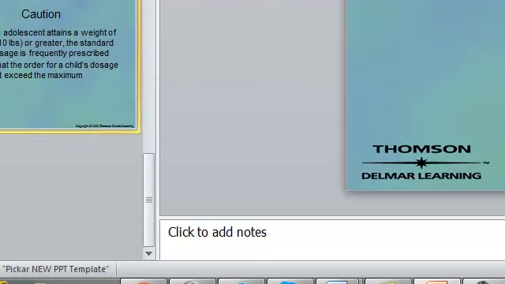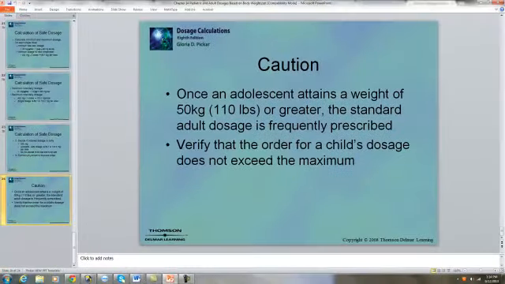Here's a caution. Once an adolescent attains a weight of 50 kilograms or 110 pounds or greater, the standard adult dosage is frequently prescribed. So verify that the order for a child's dosage does not exceed the maximum.